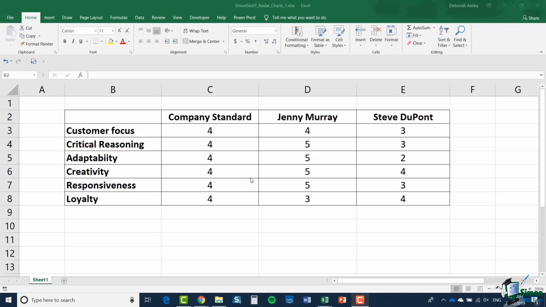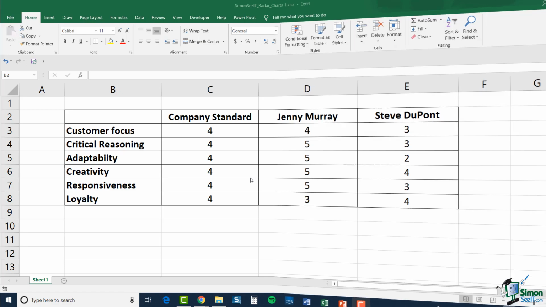Now, even if you've not used radar charts before, you can certainly appreciate other options for comparing their performance. You might at first think of a column chart where the categories along the horizontal axis are those six categories. And then you could have three sets of blocks, the company's standard, Jenny and Steve, and you would very soon see that Steve's performance is generally short of the company's standard, and Jenny's, well, Jenny's isn't. So that would be a pretty good way of representing this data. But a radar chart is a very good option for doing this kind of comparison, as it very often flags where people are doing particularly well and where people are doing badly.